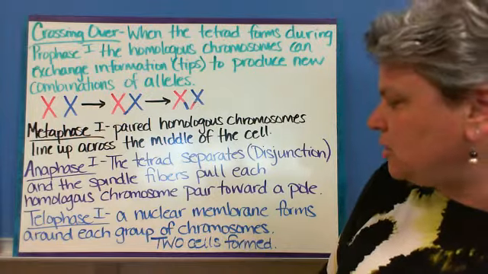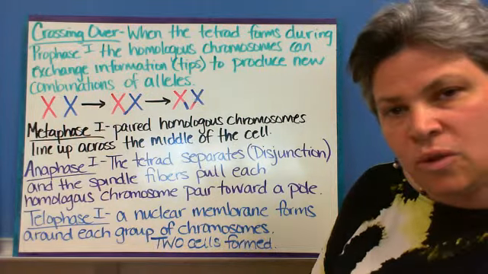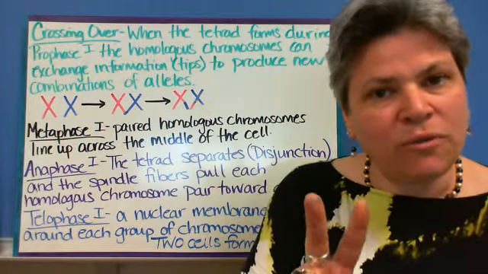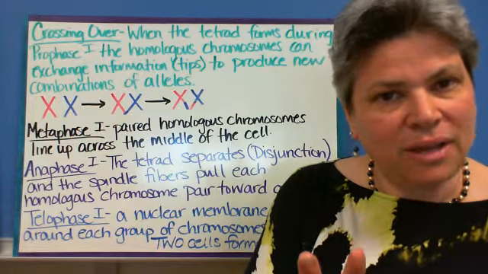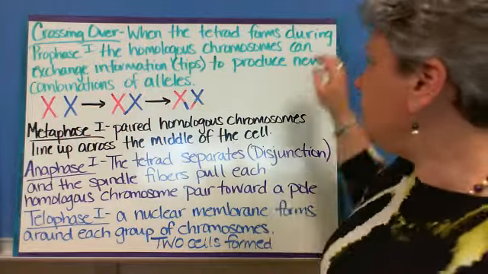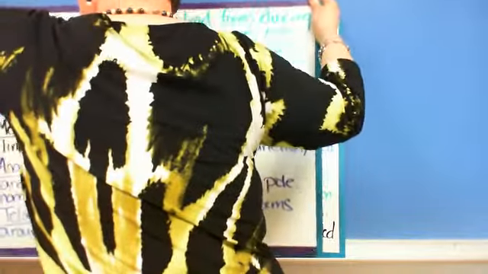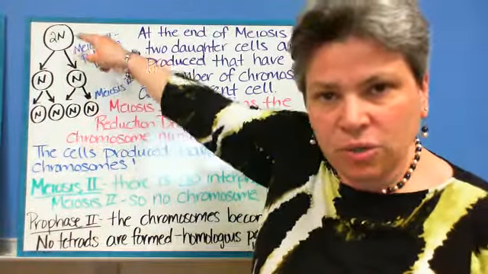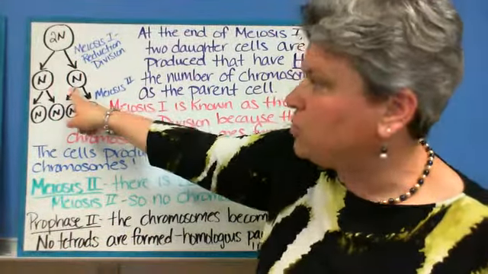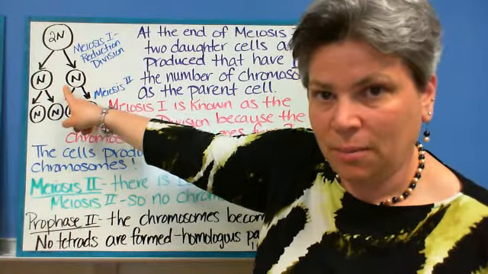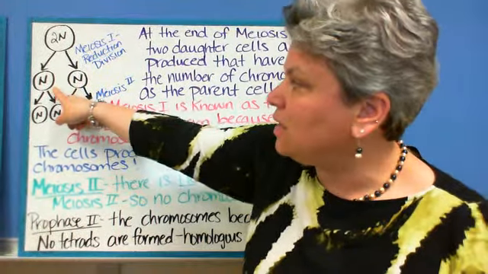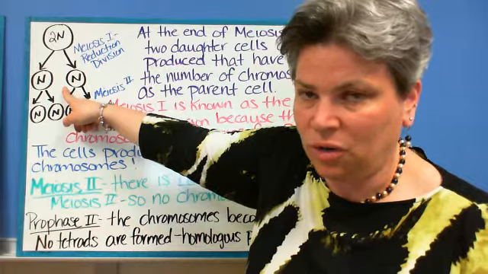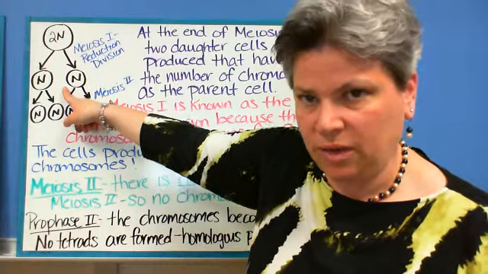So during telophase, a nuclear membrane will form around each group of chromosomes, so I have 2 cells. So here's my 2 cells. What type of chromosome is in both cells? That's right, double-stranded chromosomes. So in my picture, I start out with a 2N cell, and I get 2N cells. But what's the problem? These cells both have double-stranded chromosomes. And remember, we don't want double-stranded chromosomes. What do we want? Single-stranded chromosomes.